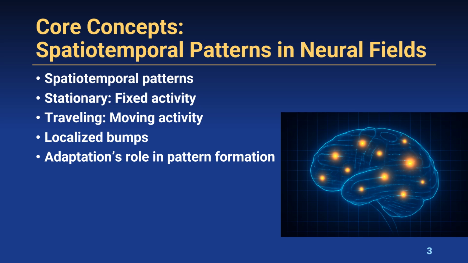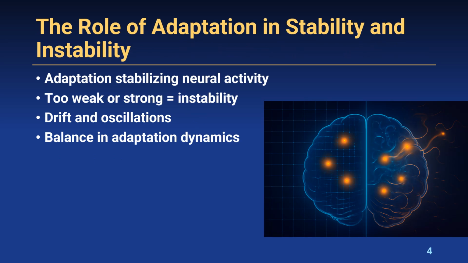2. Types of activity patterns. The chapter focuses on two main types of activity patterns. Stationary bumps. These are areas of neural activity that stay fixed in space. Traveling bumps. These areas of high activity move across the neural field over time, resembling traveling pulses. Why is this important? Well, traveling bumps are particularly interesting because they can track external stimuli, like a visual input. But here's the catch. The stimulus needs to move at a speed close to the network's natural wave speed for it to be tracked successfully.